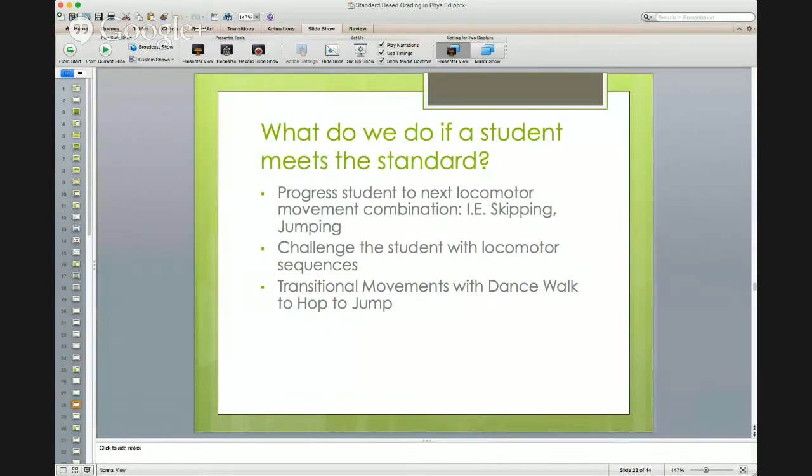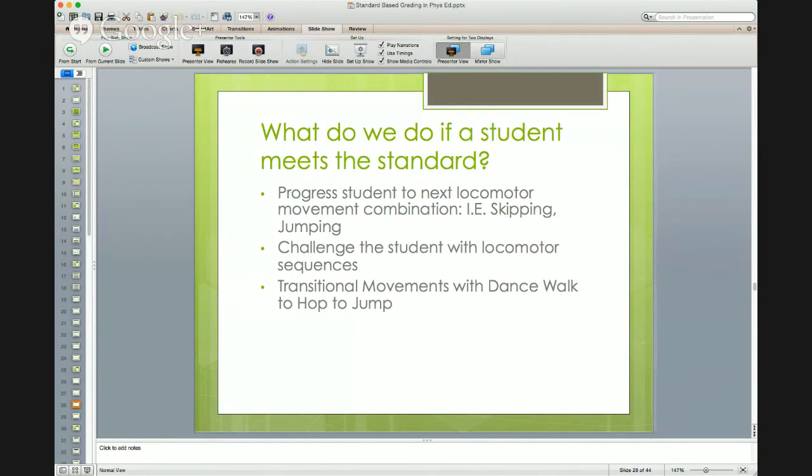Challenge the student with locomotor sequences. Can you move from this skill to this skill to this skill? And then you could always add in transitional movements with dance. Could they be doing the bunny hop or walk to jump? Add different levels to your teaching.